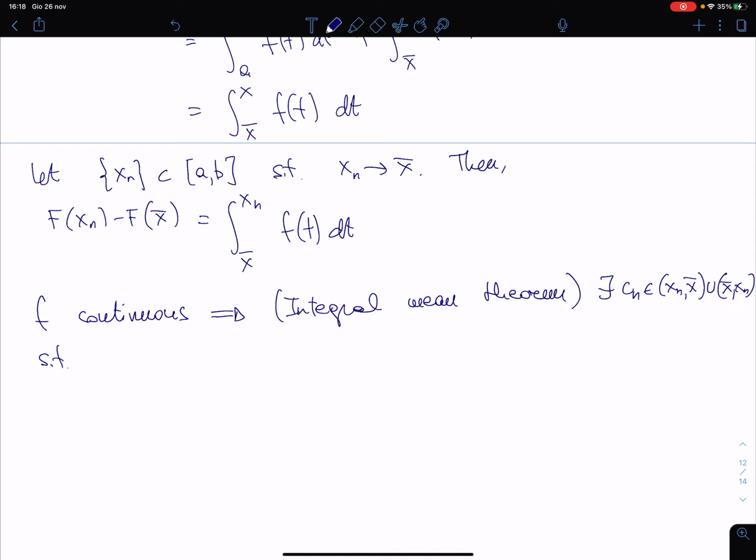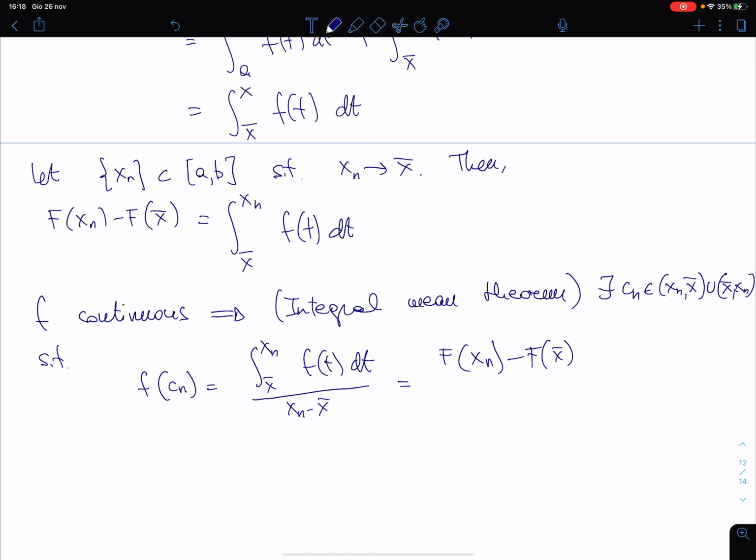By the integral average theorem, f of Cn is equal to the integral from x bar to xn of f of t dt, so the average here, divided by xn minus x bar. And remember in the previous writing with the integral function, this is capital F of xn minus capital F of x bar divided by xn minus x bar.